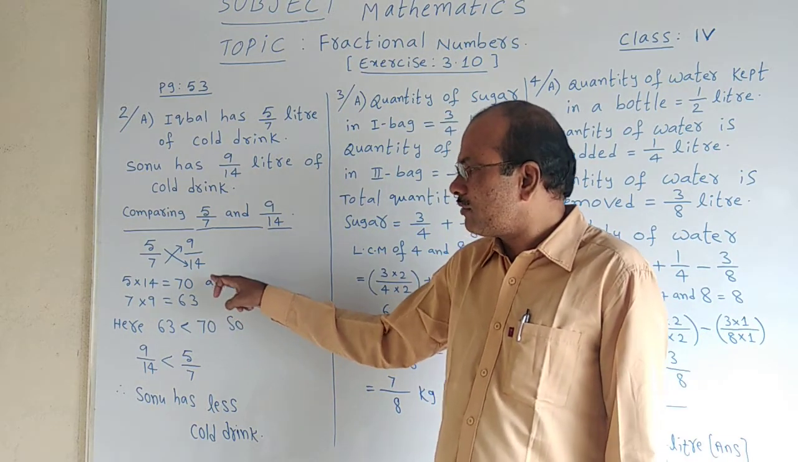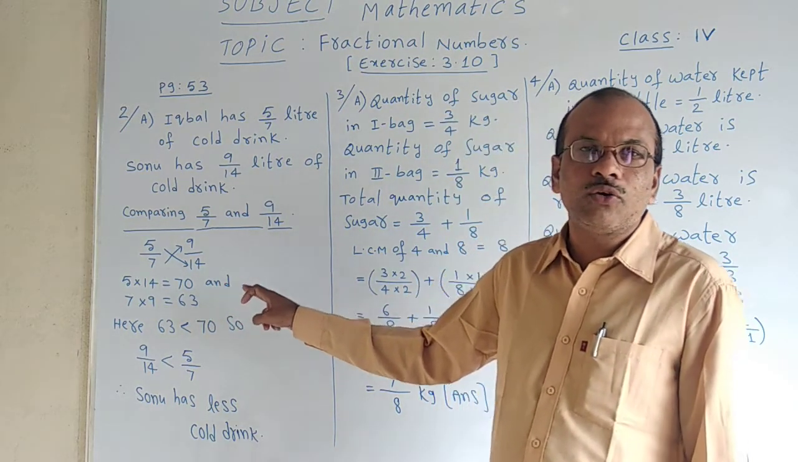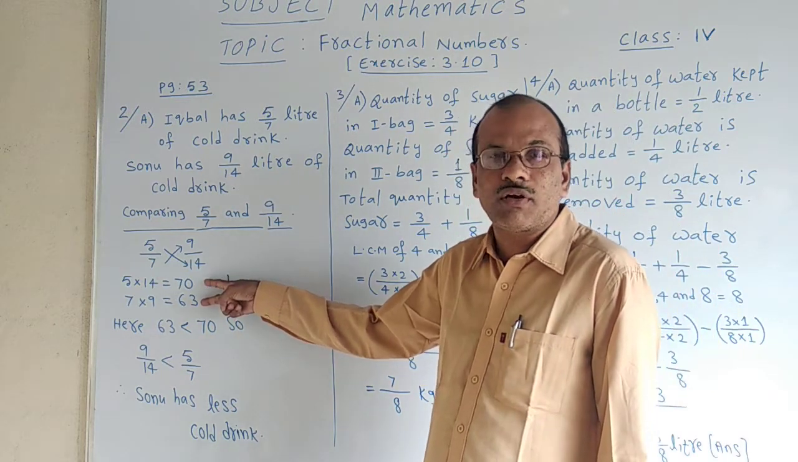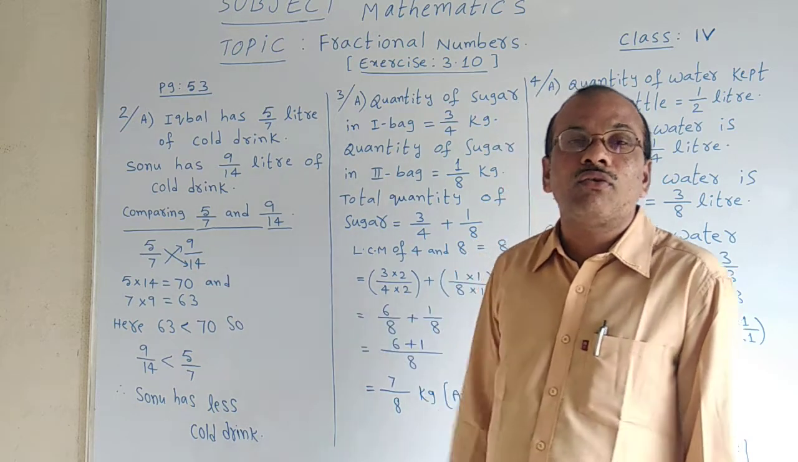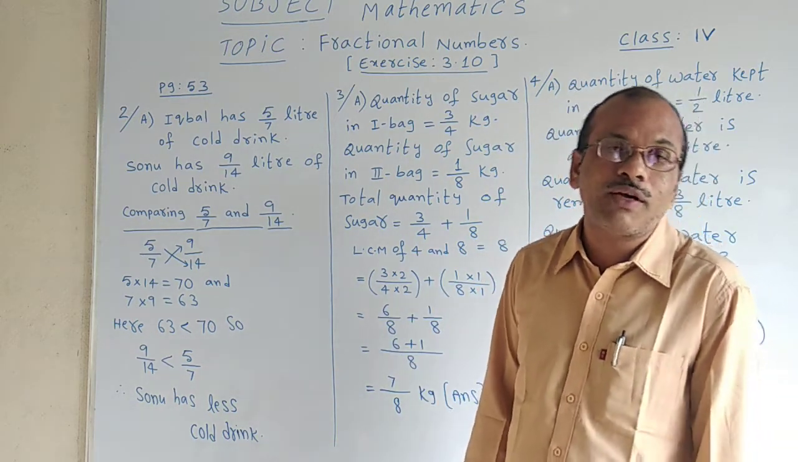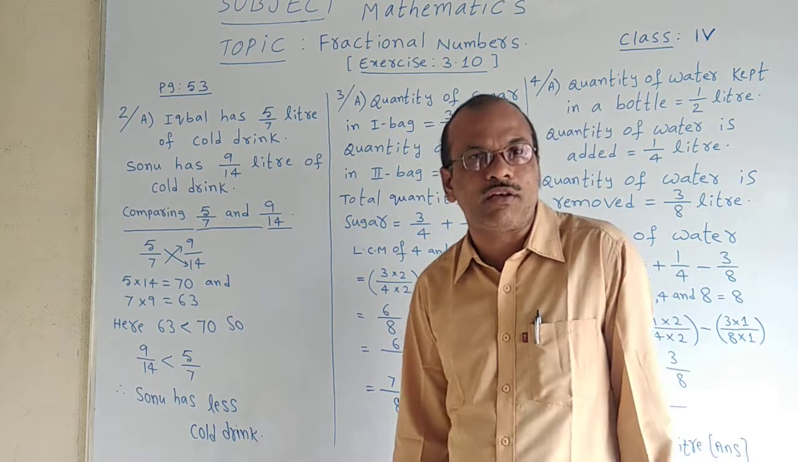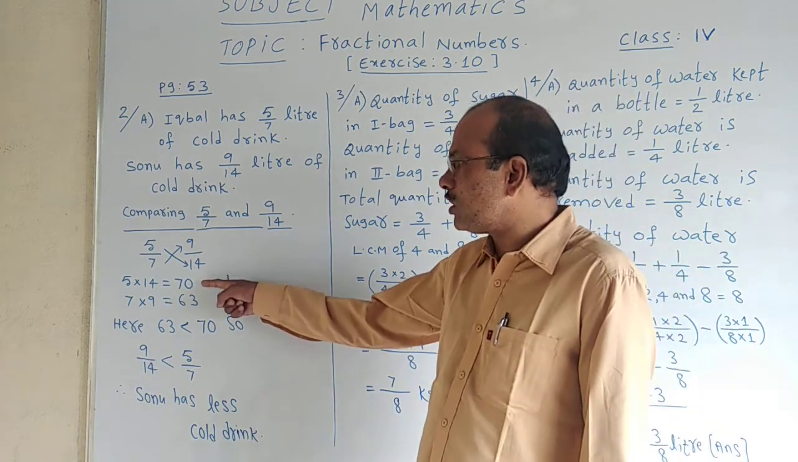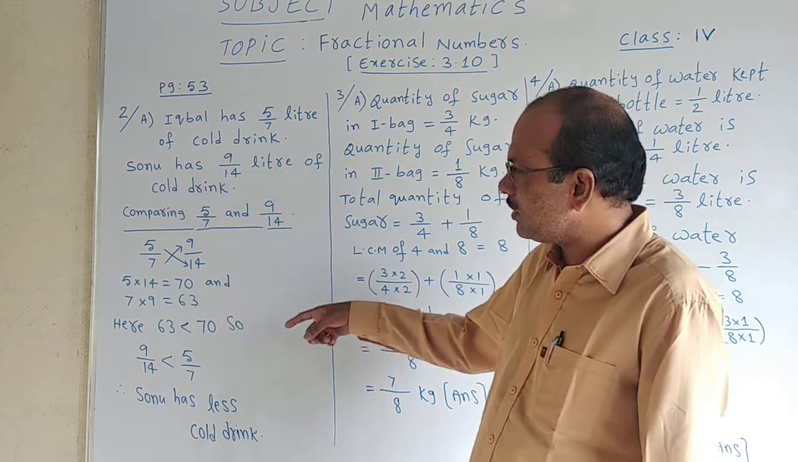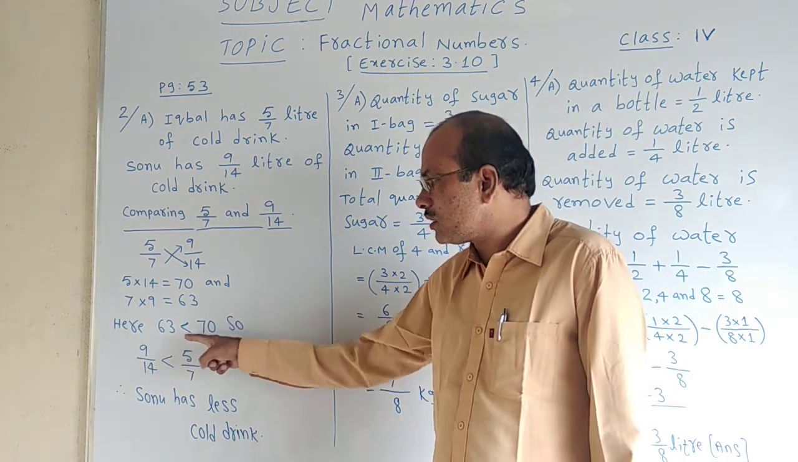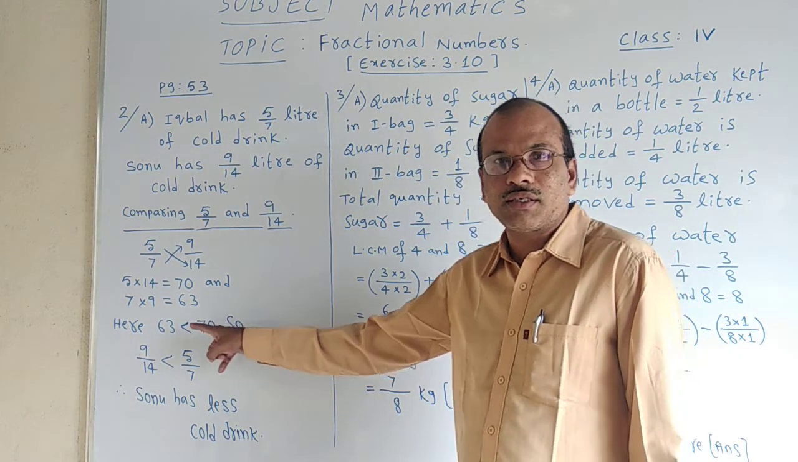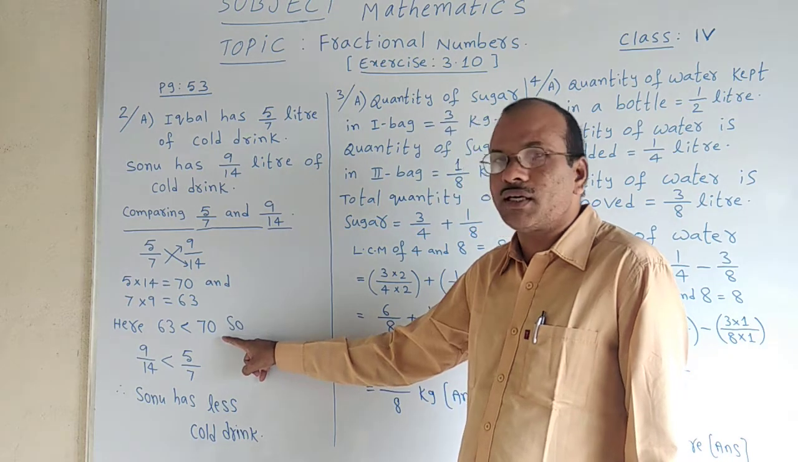Now 70 and 63 are newly appearing. These two are the newly appeared answers for us. In these answers, which one is smaller? Because we want less cold drink now. That's why the smaller number should be identified. Now 70 is smaller or 63 is smaller? Yes, 63 is smaller. Here 63 is less than 70. Is it correct? 63 is less than 70.